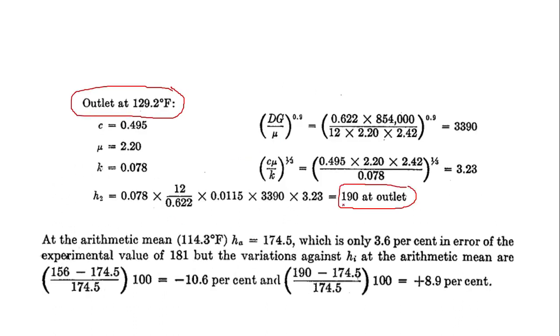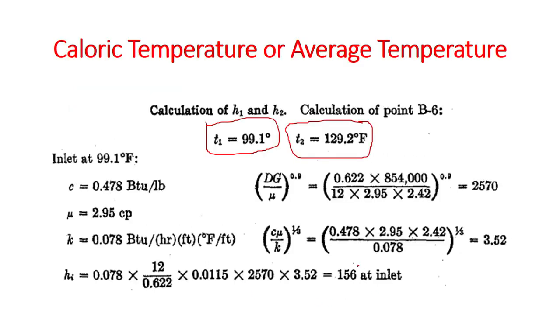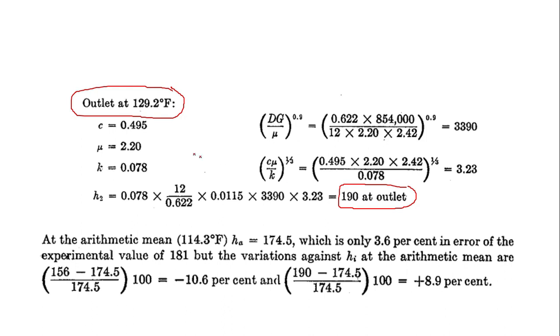So at point 1, at the inlet point, we have the film coefficient 156 because of the temperature we have taken, 99.1 degrees Fahrenheit. But at the outlet temperature, which is 129.2 degrees Fahrenheit, the film coefficient is 190.